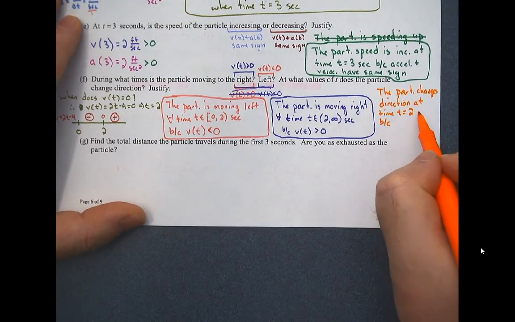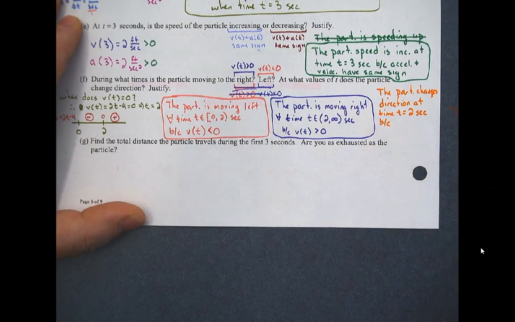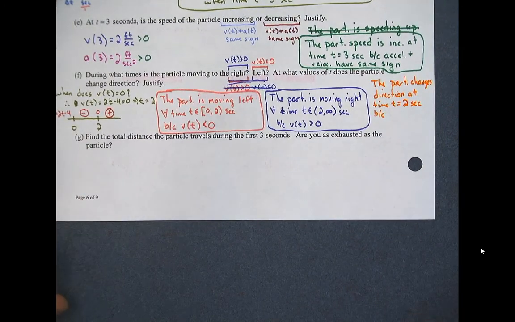Because I didn't put 2 seconds. Annoying, I know, but that's the game. The particle changes direction at time equals 2 seconds because, now why? A lot of kids in the past get this wrong because they say because velocity is 0. No, that doesn't mean you change direction. I can be moving to the right, get to a 0, and then after that, it'd still be positive. So my velocity could be positive and positive before and after the 0.